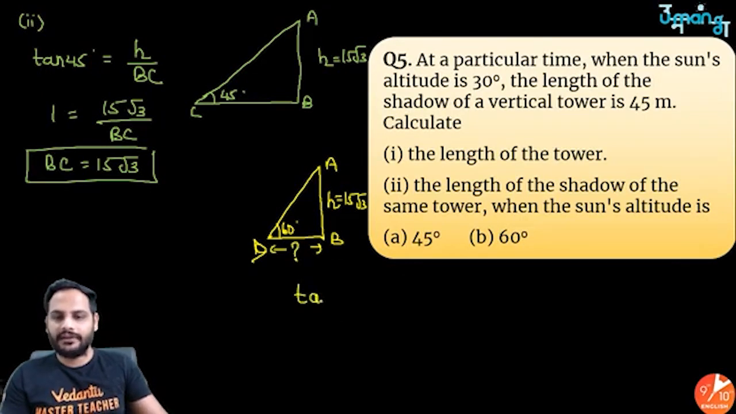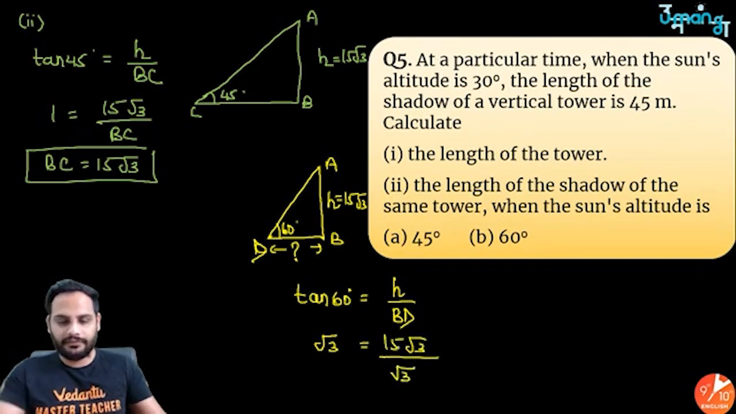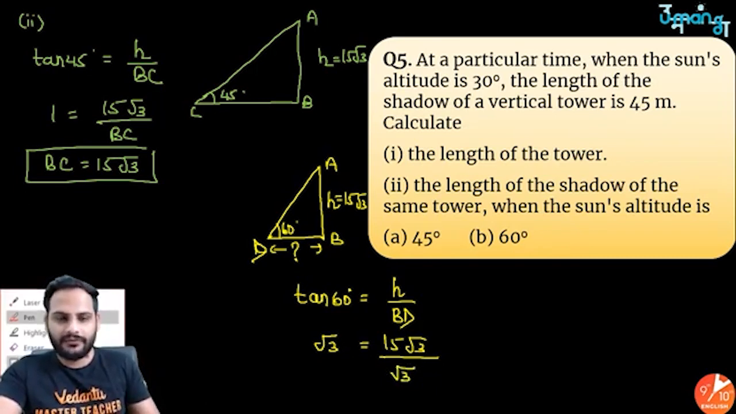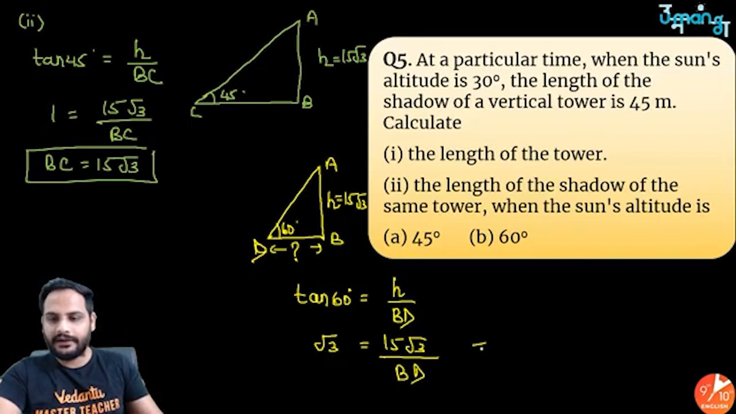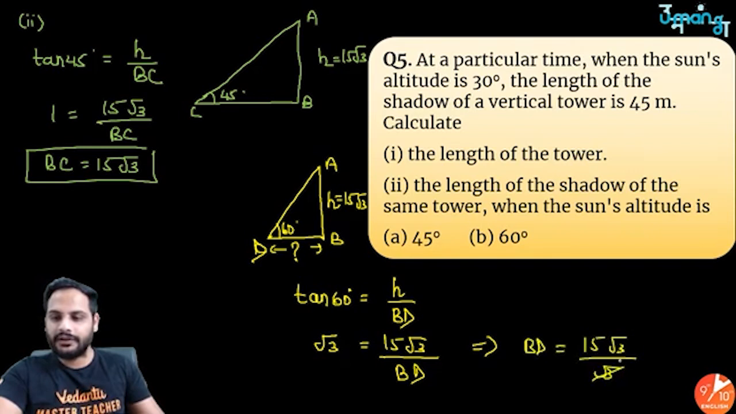So again, I will say, tan 60 degree is equal to H upon BD. Tan 60 is root 3, is equal to H, which I know is 15 root 3, divided by BD. BD we need to find out. Correct. So you will get BD is equal to 15 root 3 upon root 3. So you are getting your answer as 15 meters.